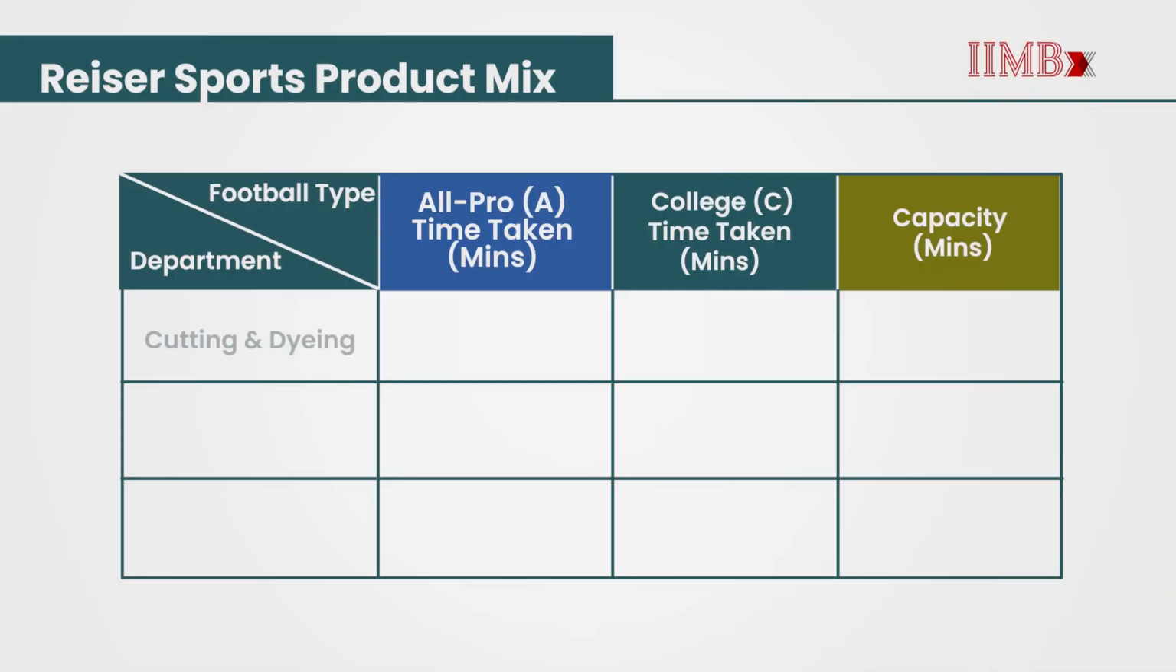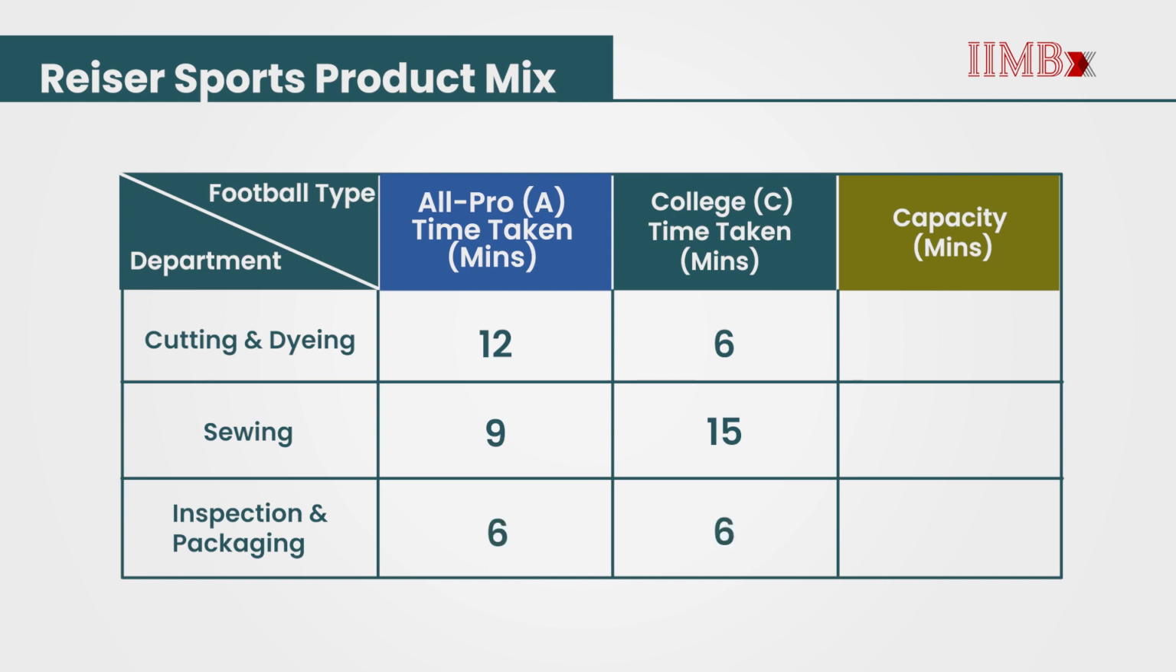So, for example, in cutting and dyeing, the All-Pro takes 12 minutes, while the college footballs take 6 minutes. And similarly, in sewing, the All-Pro takes 9 minutes and the college football takes 15 minutes. And in inspection and packaging, it's 6 minutes each. We also know that the total capacity in cutting and dyeing is 20,400 minutes, in sewing is 25,200 minutes, and in inspection and packaging, it is 12,000 minutes.